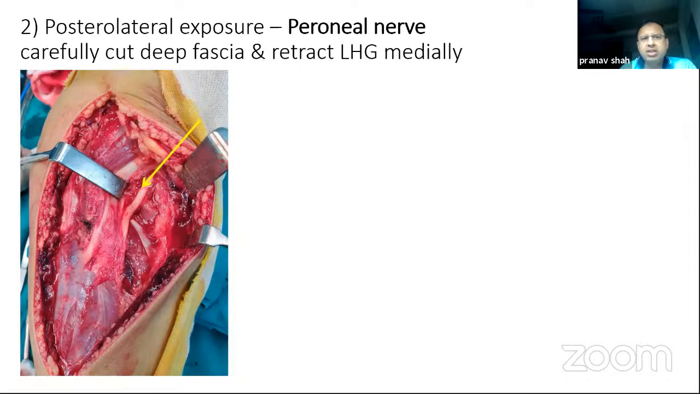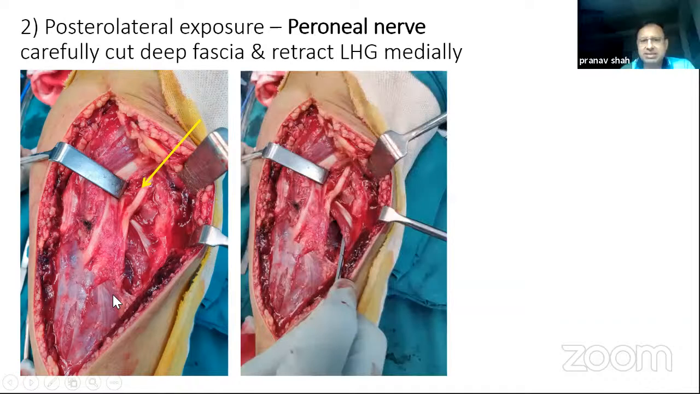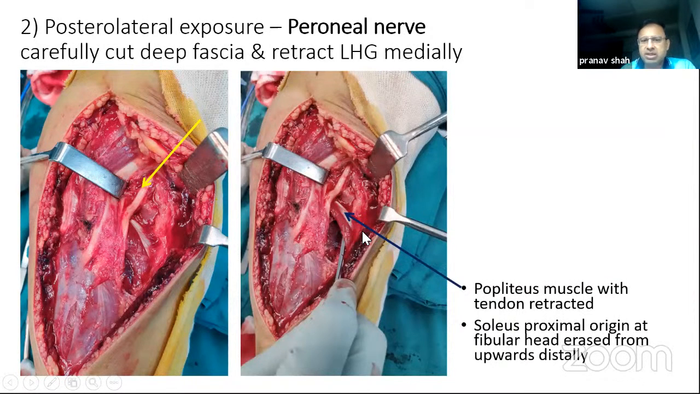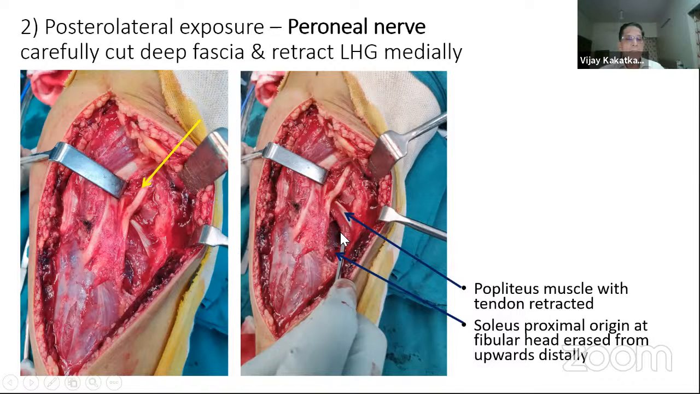So once we have cut the deep fascia posterolaterally, with the peroneal nerve already protected while cutting the deep fascia, we will be seeing the lateral head of gastrocnemius, which here has been retracted with the retractor so that the muscles underneath are visualized. And what are they? The important muscle here is the popliteus muscle, which is this, the popliteus with its tendon. And the second important muscle here is the soleus muscle, which has been cut from this area. This is our fibular head.